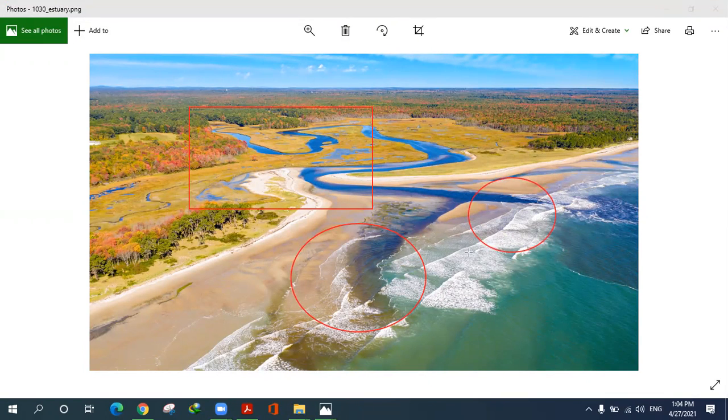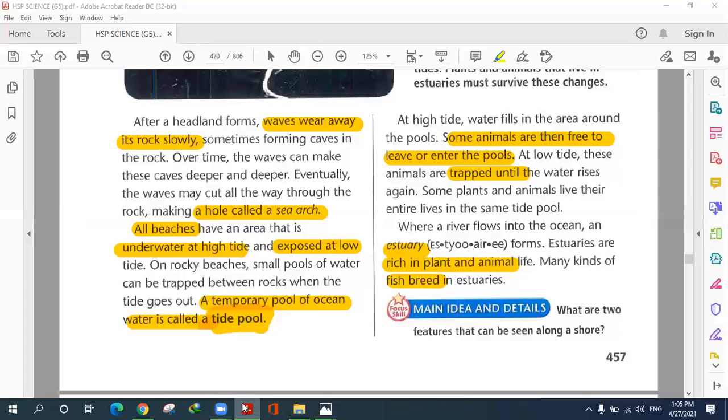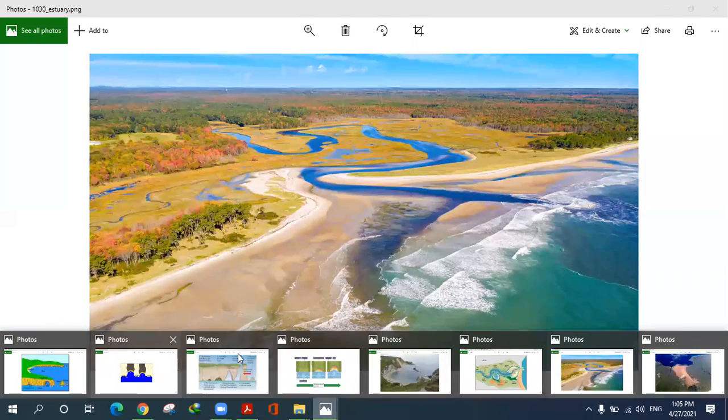Well done. So the part or the area where the salt water meets with the fresh water, or where the river flows into the ocean, is called an estuary. We have it here in Egypt because we have the Nile River. Let me show it to you in a picture too. So we have the Nile River.